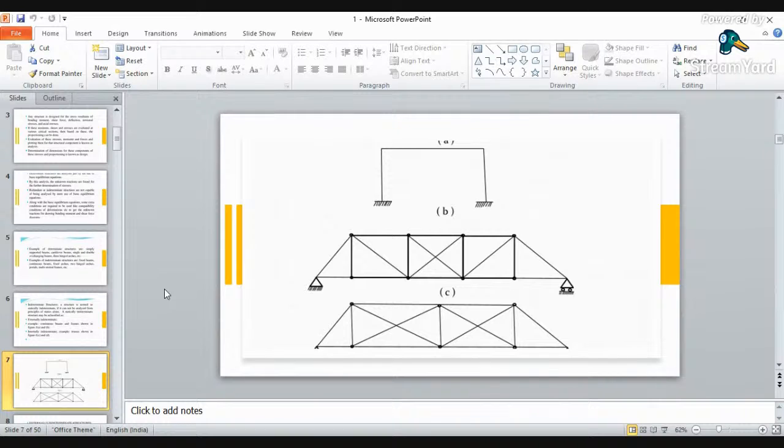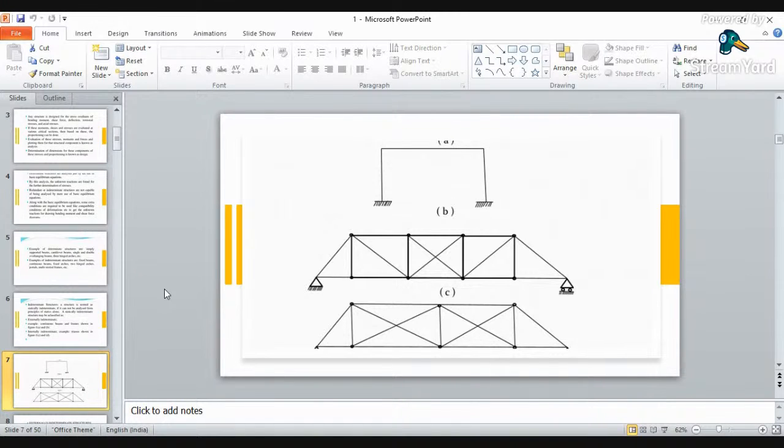So we cannot analyze this beam with equilibrium alone because this type of structure is known as an indeterminate structure, because here the total number of unknowns is 4, which is greater than the number of equilibrium equations, and equilibrium equations are only 3. So to solve this type of structure we need different types of methods, and this beam will be termed a statically indeterminate structure.